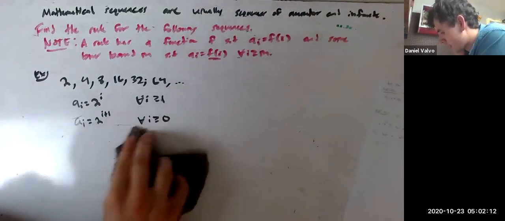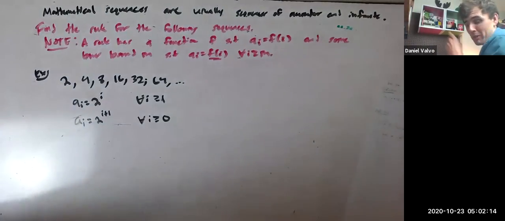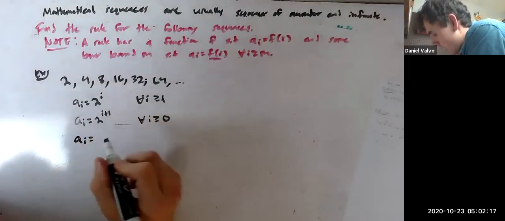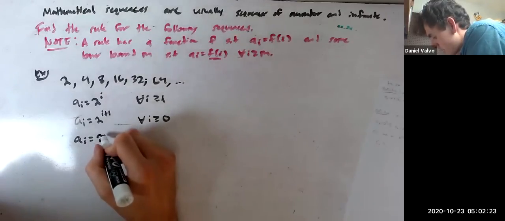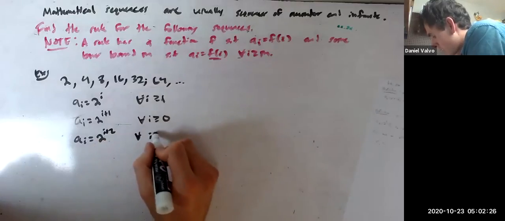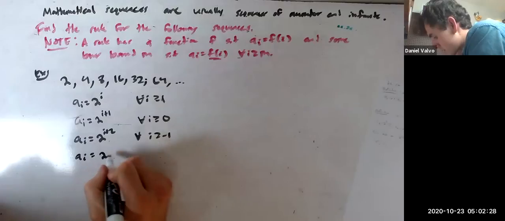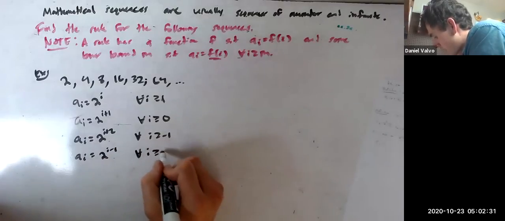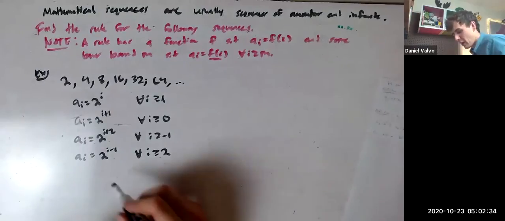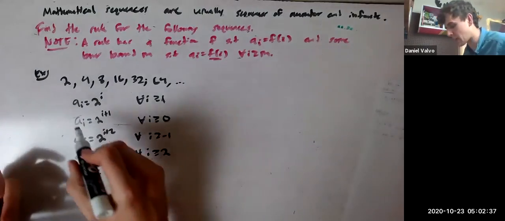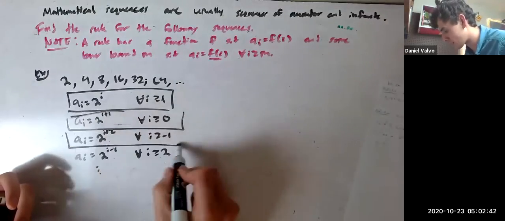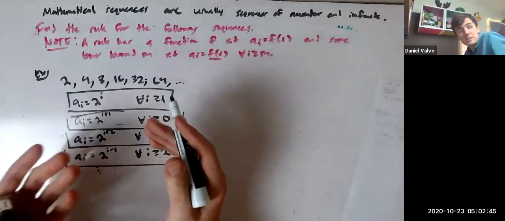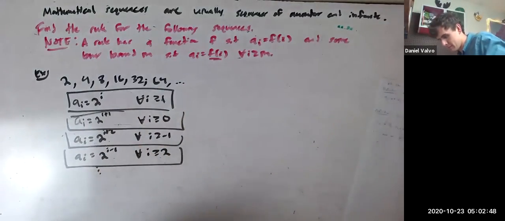But I mean, there's infinite ways to do this. You could have a_i equals 2 to the i plus 2 for all i greater than or equal to -1. You could have a_i equals 2 to the i minus 1 for all i greater than or equal to 2. And these are all separate, by the way. All these i's are different. Don't get them confused with each other. These are all separate things. But there are different ways you can write this one sequence. Does that make sense?